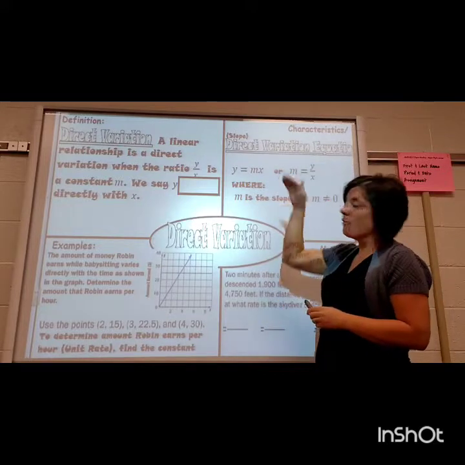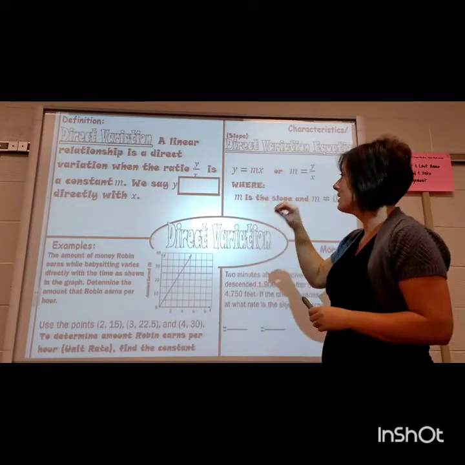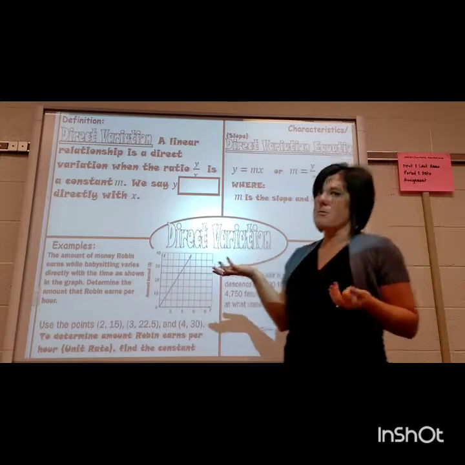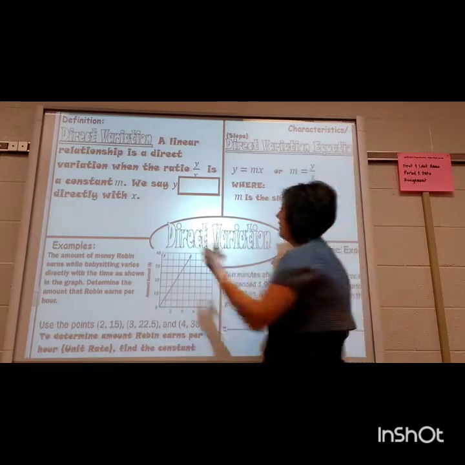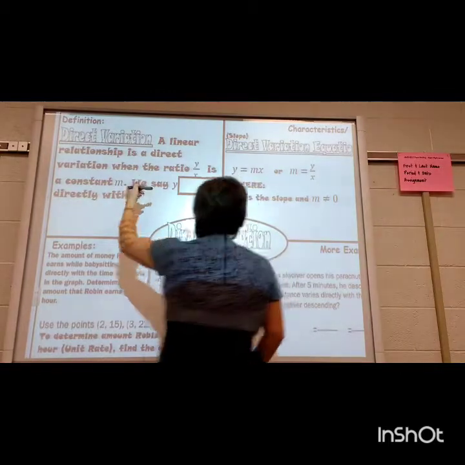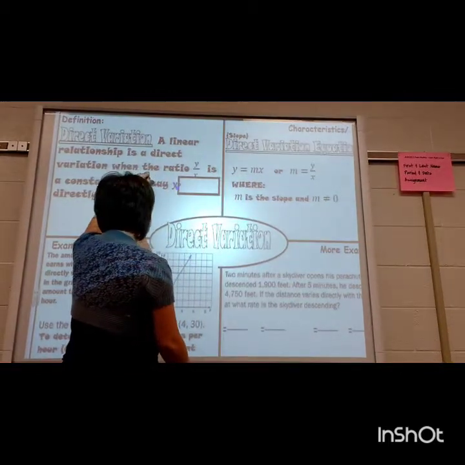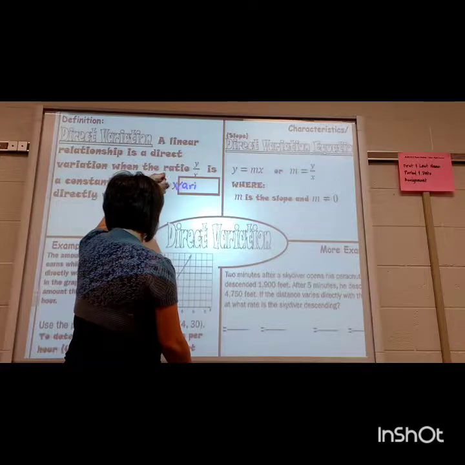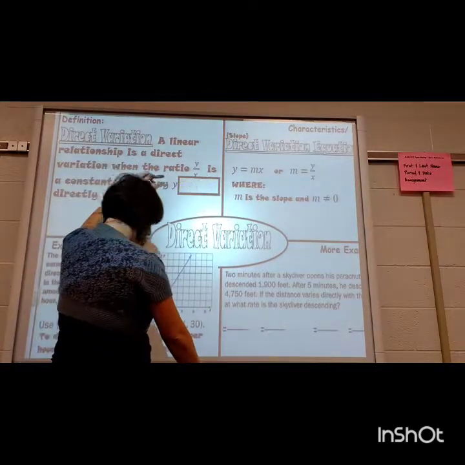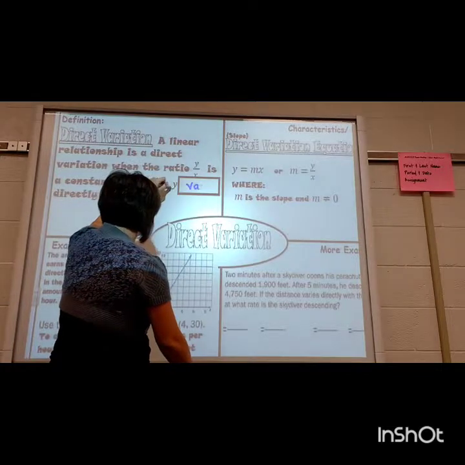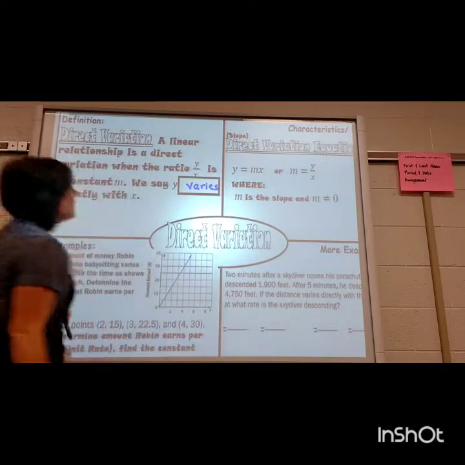The ratio of y over x, any y over its x, is a constant m, which we know is slope. We say y varies directly with x. So you're going to write "varies directly with x."